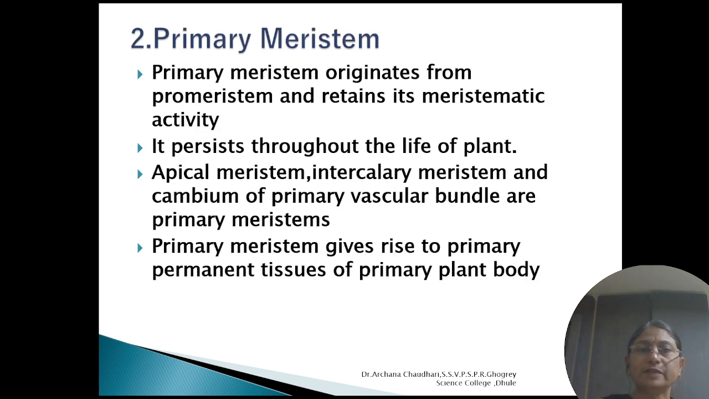The primary meristem originates from promeristem and retains its meristematic activity. It persists throughout the life of the plant. Apical meristem, intercalary meristem, and cambium of primary vascular bundle are the primary meristems. Primary meristems give rise to the primary permanent tissues of the primary plant body.